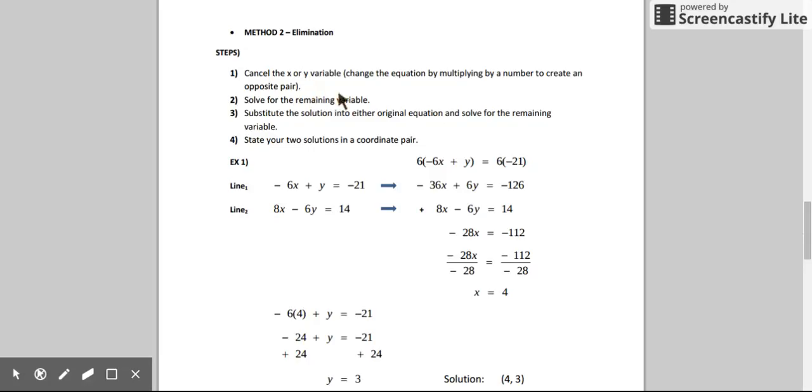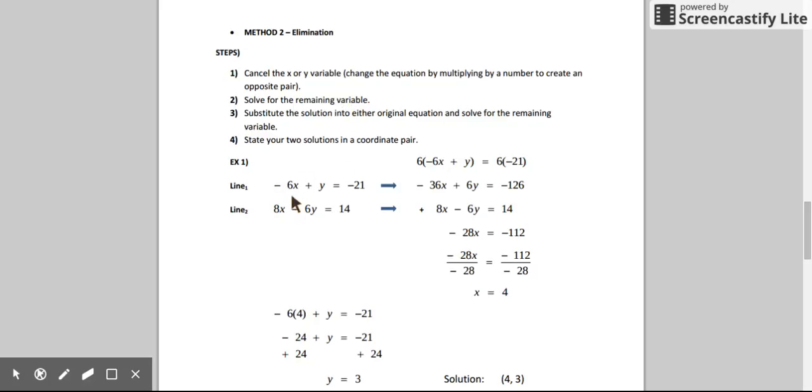The idea behind the elimination method is that we're trying to cancel one of our variables. We don't know how to solve two variable equations, but if we can eliminate one of those variables, then we could solve a one variable equation. So we're trying to cancel either x or y, and you always have your choice.